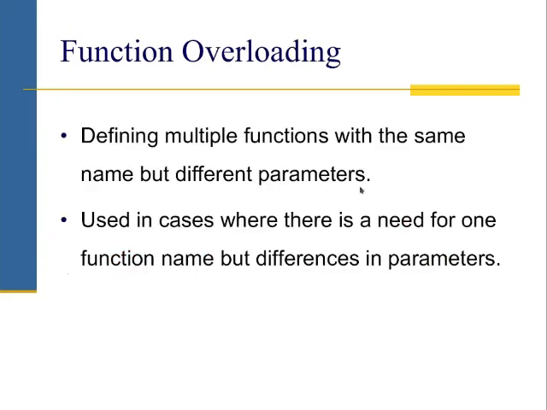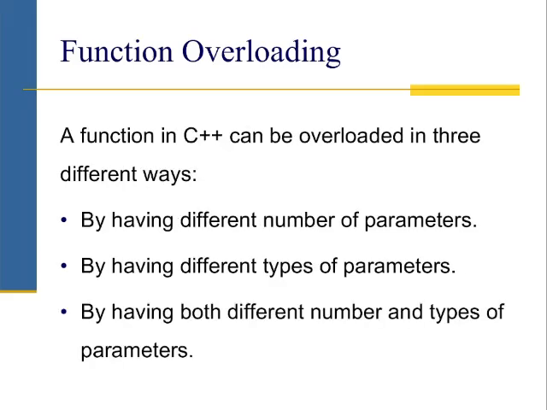We are also going to look at function overloading, which is defining multiple functions with the same name but different parameters. It is used in cases where there is a need for one function name but differences in parameters. A function in C++ can be overloaded in three different ways: by having different numbers of parameters, by having different types of parameters, and by having both different numbers and different types of parameters.